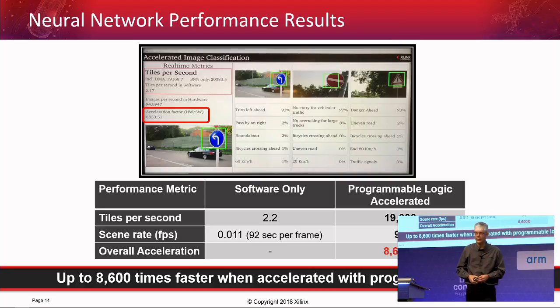I don't know if the electricity is a little bit weaker here in China or something going on. But say 15,000 here, while we get 94 frames per second on the CPU, or tiles per second, 2.2 tiles per second, I mean, which means that it takes 92 seconds per frame to run it on the CPU, and you can do 94 frames per second on the FPGA. So then you do the calculation. When we ran at that time, it was 8,600 times faster, which is a big deal, right? It's a pretty big deal.